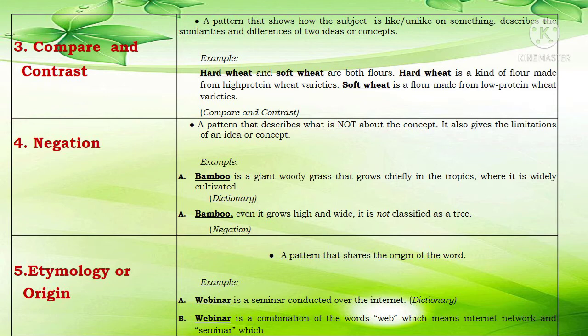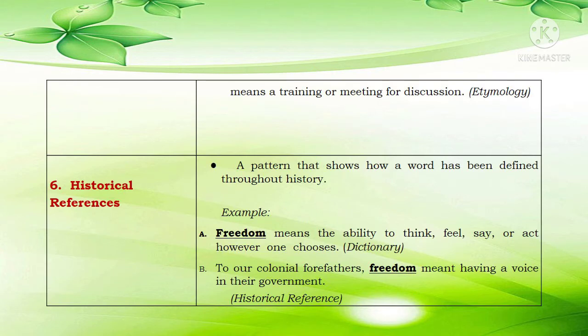Number 5, etymology or origin. It is a pattern that shares the origin of the word. Example, webinar is a seminar conducted over the internet. Webinar is a combination of words, web, which means internet network, and seminar, which means training or meeting for discussion.